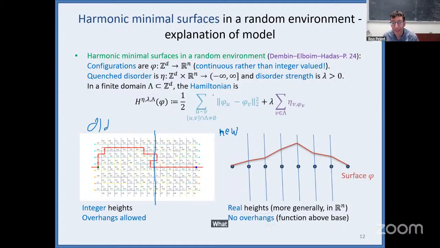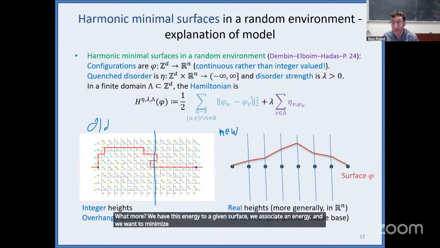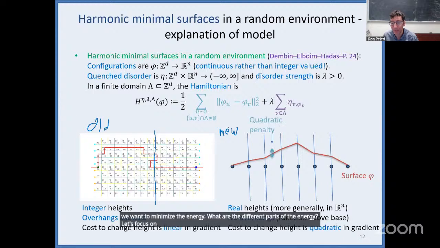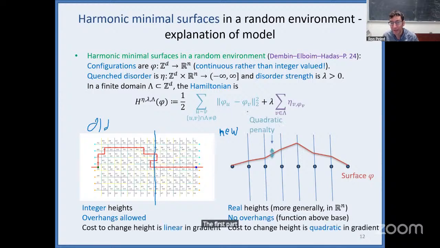What more? We have this energy. To a given surface, we associate an energy and want to minimize the energy. What are the different parts of the energy? Let's focus on the first one. The first part here, what it says is that when the surface changes heights between adjacent vertices, it pays a quadratic penalty for doing so. You change your height by 7, you're going to pay 49. It's allowed, you can change by any amount you want, but you pay quadratically.